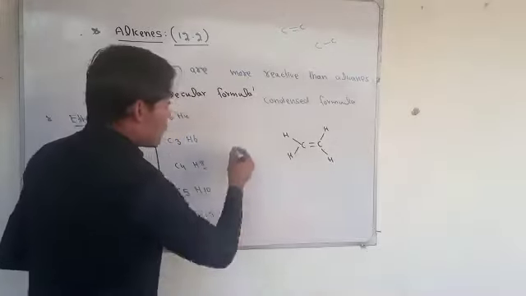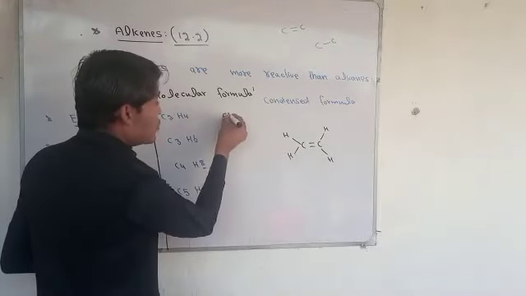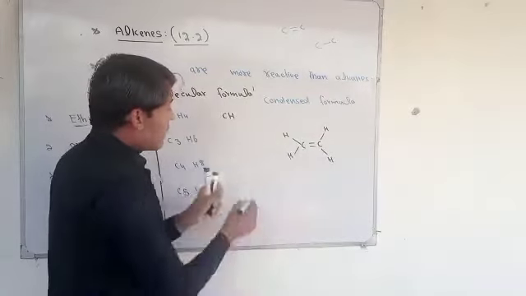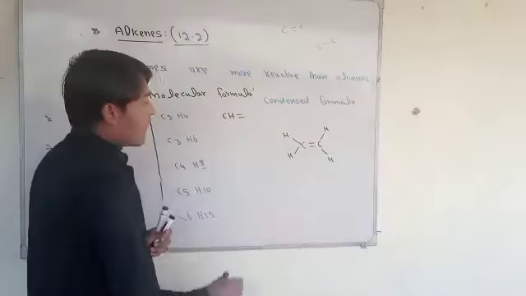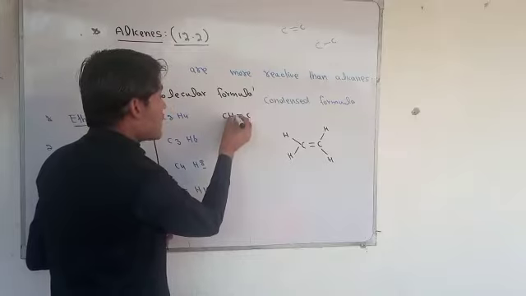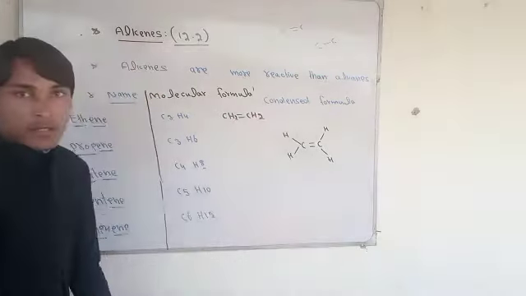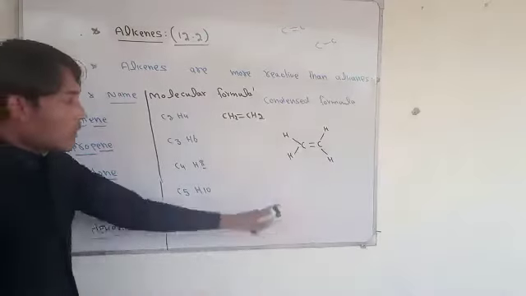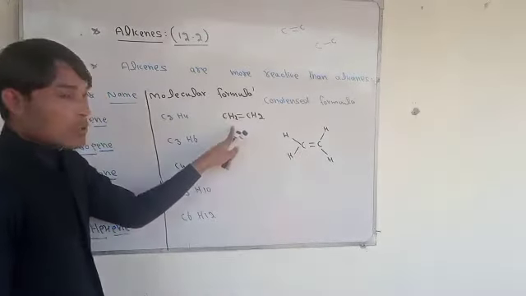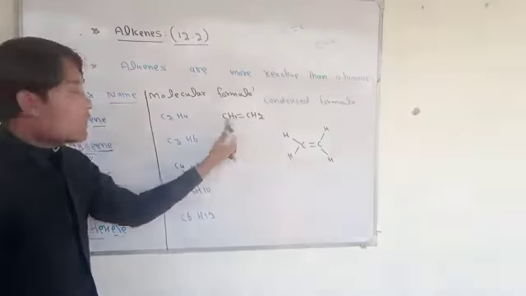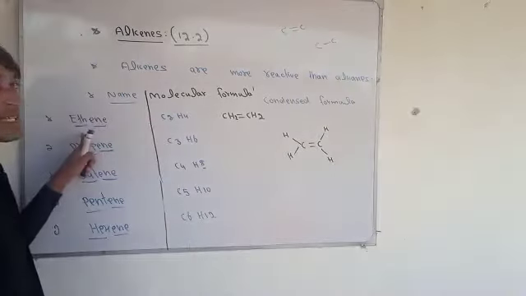Now if we want to draw the condensed formula, it is very simple. What will we write here? We can simply write CH2, because on the carbon how many hydrogens are attached? 1 and 2. Then we have the double bond, and then we can also write CH2 here. Look, in carbon 1 how many hydrogens do we have? 2. And in carbon 2? 2. So we draw the condensed formula for ethene.